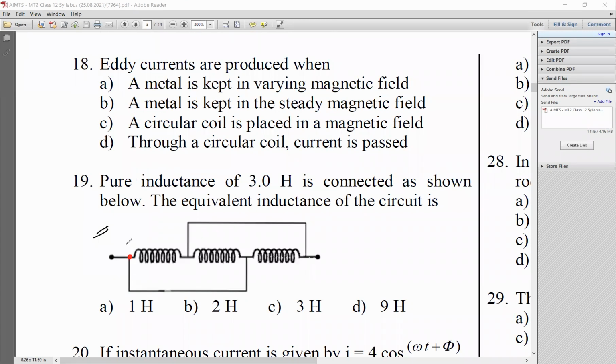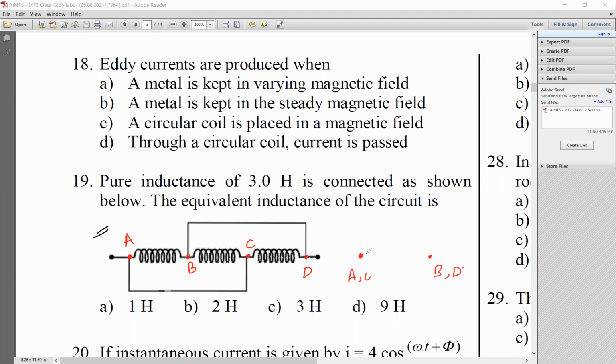See, this kind of question, what you do, just name the nodes. This is, let's say, A, this is B, C, this one is D. Now whichever two nodes are connected via wire, they are at the same potential. That means A and C are at the same potential. Similarly, B and D are at the same potential.